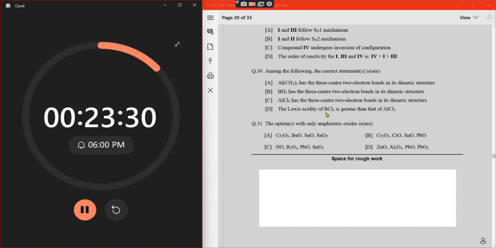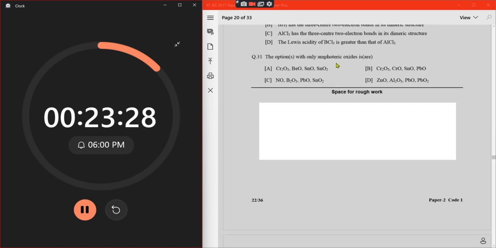Next question. The option with only amphoteric oxides is NO, तो neutral oxide होता है ना? So okay, that's wrong already. Then Al2O3 है, PbO है, PbO2 है. I don't remember it. Okay. PbO is amphoteric. Amphoteric, yes. Okay, that is O. I don't remember. ये amphoteric है. This is okay.